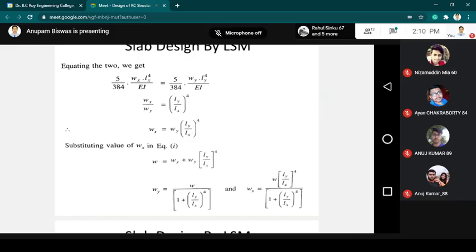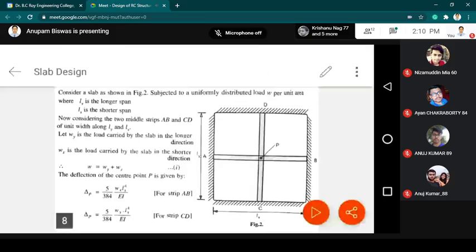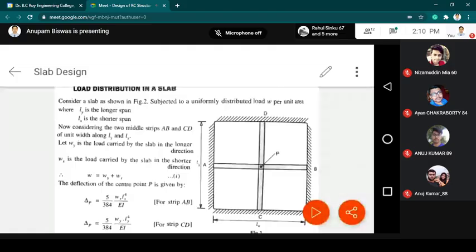So Wy is W by 1 plus Ly by Lx to the power 4, and Wx is equal to W into Ly by Lx to the power 4 by 1 plus Ly by Lx to the power 4. So from here, if we have the total load, the load carried by each direction can be found out. Okay, understood? I hope it is clear.